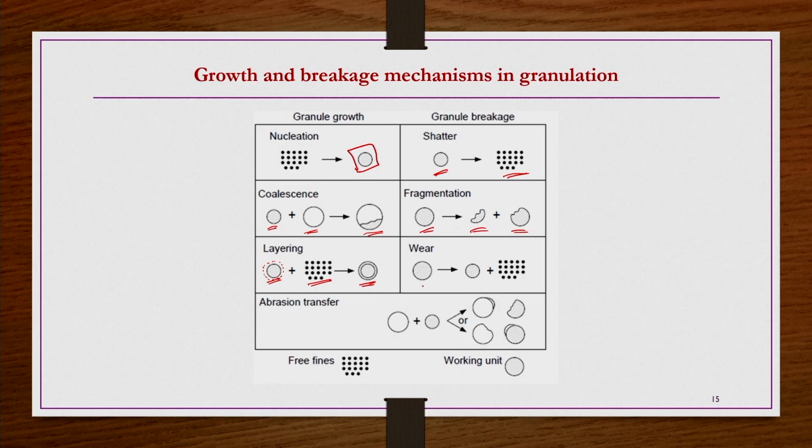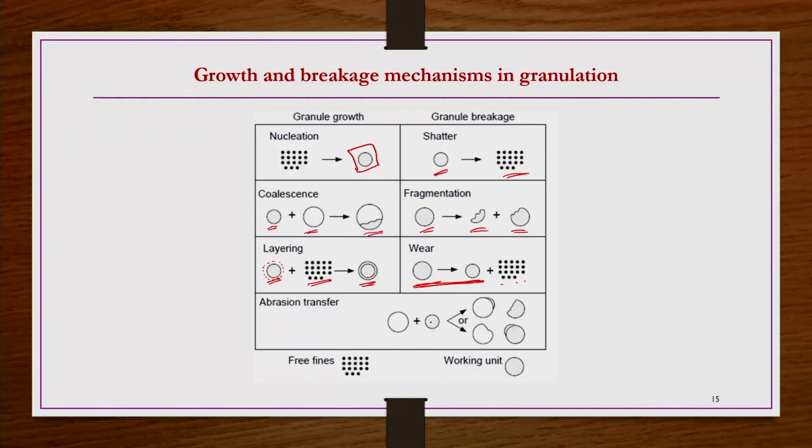And there may also be a kind of wearing. When you do this wearing, the shape may remain the same, but size reduction takes place, and then smaller granules will take form, and along with this some kind of nuclei will also form. In the abrasion transfer we have already seen, one bigger granule and one smaller granule are there. So, either of these two processes may take place.